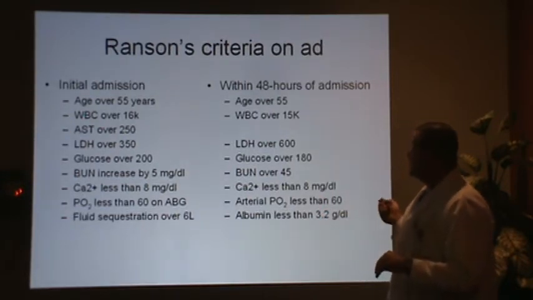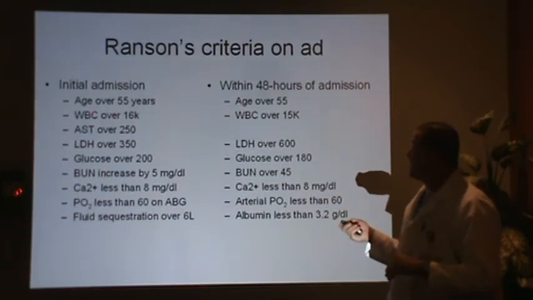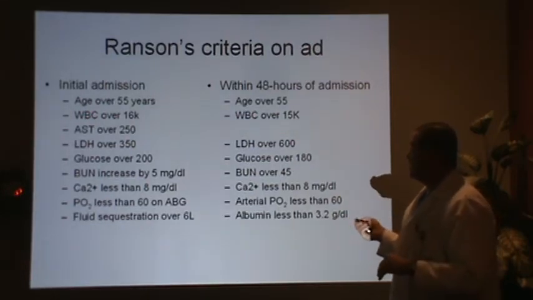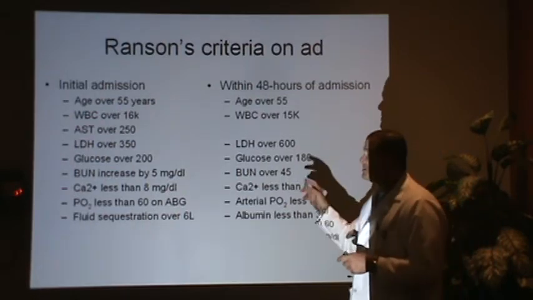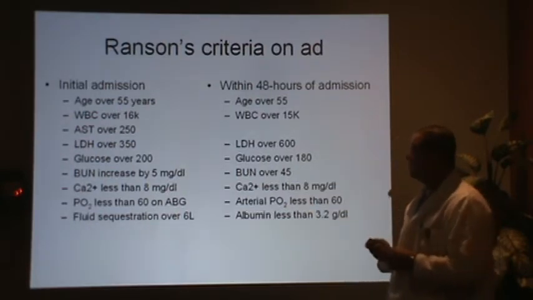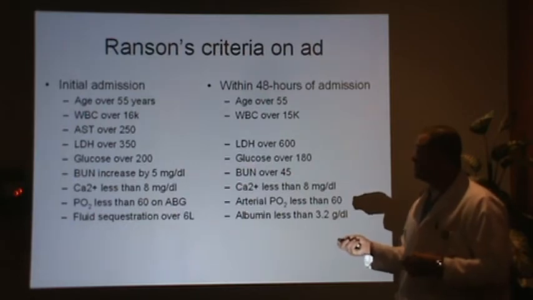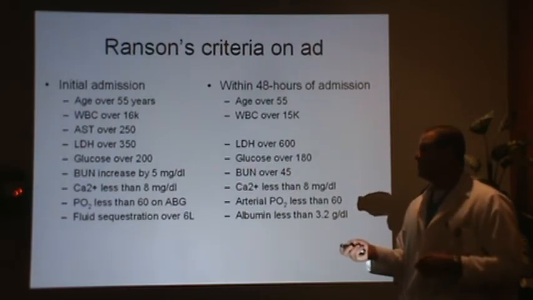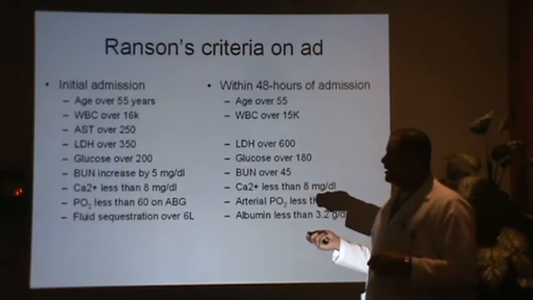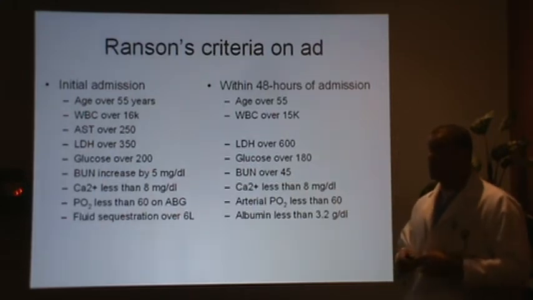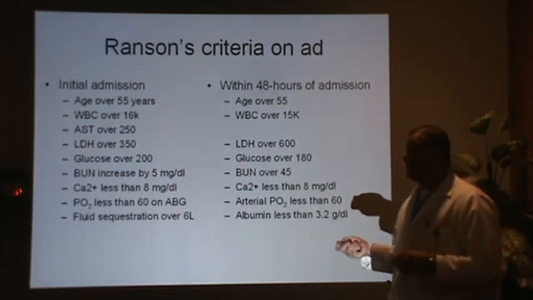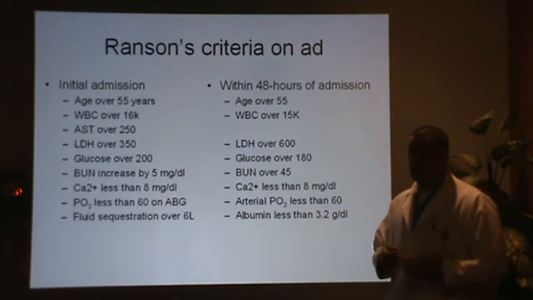But initial admission and within 48 hours, the age is about the same, the white count is about the same. The LDH, lactate dehydrogenase, will go up to about 600 after about 48 hours. Your blood sugars don't change much, but the BUN and the creatinine is something to look out for. Increased by 5 milligrams per deciliter. And a BUN of over 45, 48 hours from admission, is clearly one of the Ranson's criteria to be followed closely.